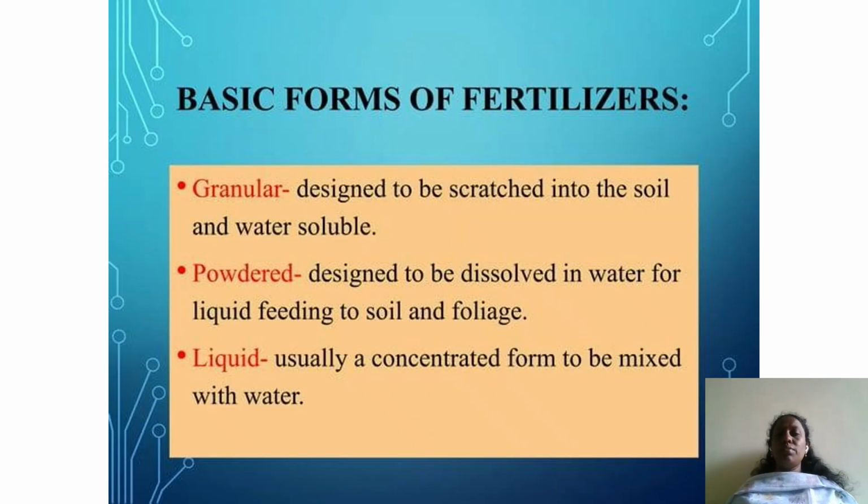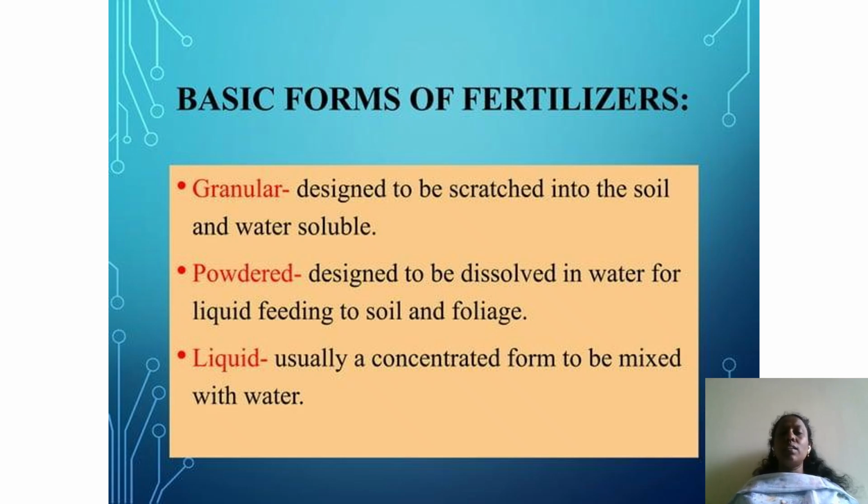So there are three different forms of fertilizer. They are basically the granular form, the powder form, as well as liquid, which are applied to the soil. Liquid we use to spray, right? Powders we use to put on the soil, as well as granular.